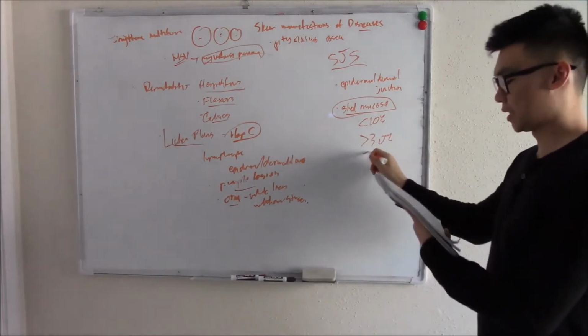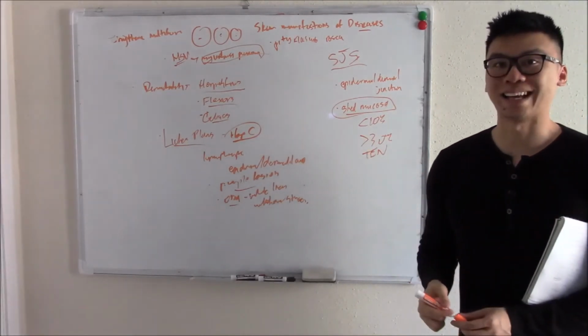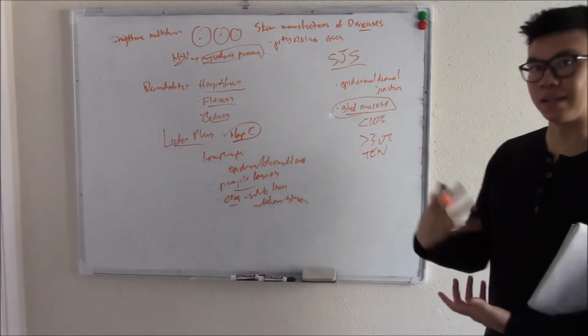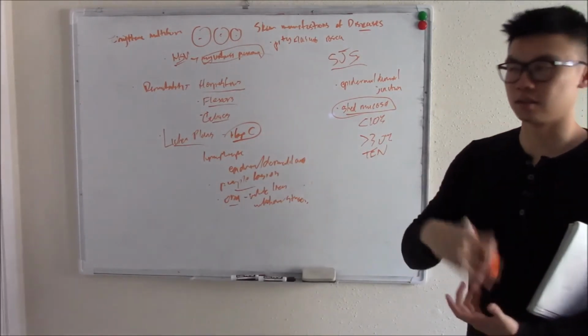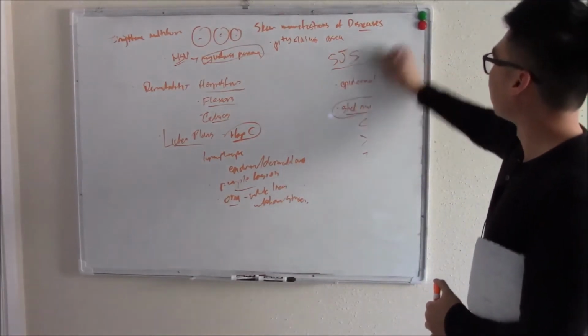We call that TEN, or toxic epidermal necrolysis. Toxic meaning toxic, epidermal because your epidermis is coming off, necro meaning dying, lysis because it's separating. So toxic epidermal necrolysis. That is our second topic of the day.